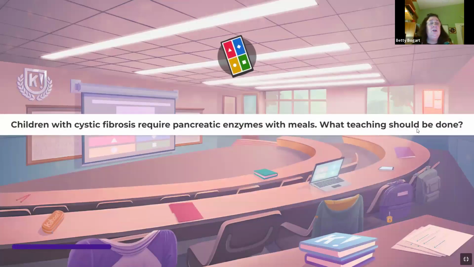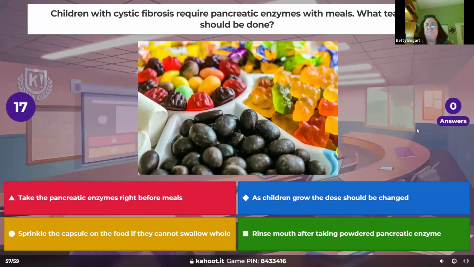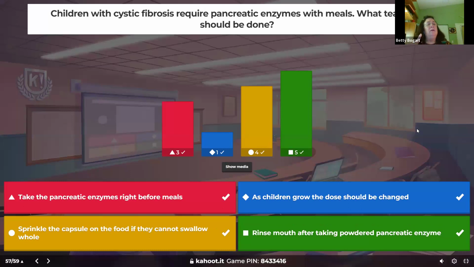Children with cystic fibrosis require pancreatic enzymes with meals. What teaching should be done? Remember, they're not digesting their foods well. They need this to help get them the foods and make the body have it available to them. It's with every meal and snacks. So take it right before the meals, not an hour before, right before it. You could put it on the food. Also, if they use the powder type, make sure they rinse their mouth. It's just like using those Symbicort type things that you would have to because it affects the enamel on their teeth. You must rinse it out. And remember, kids grow. It's one of the things we forget, even with seizures and whatnot. Make sure that we increase those doses as they get bigger.